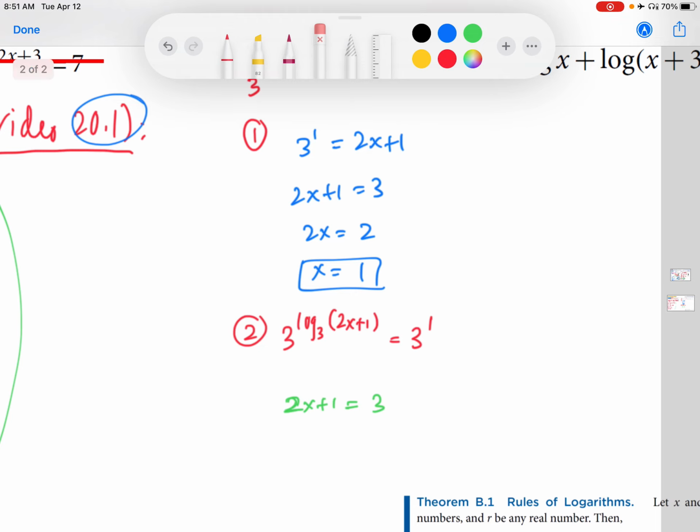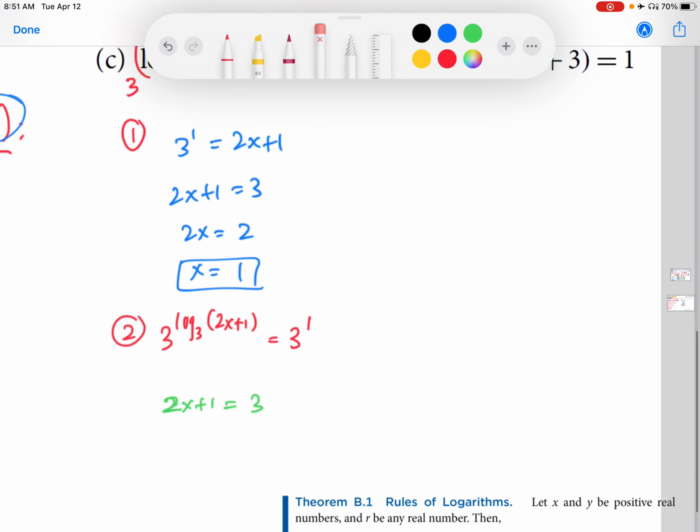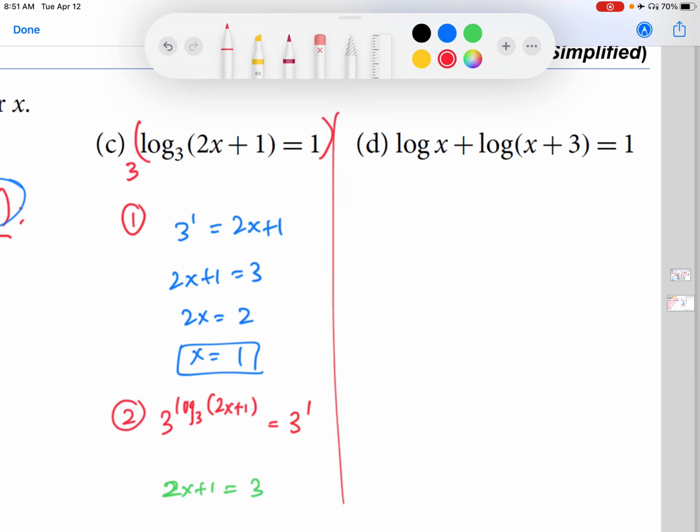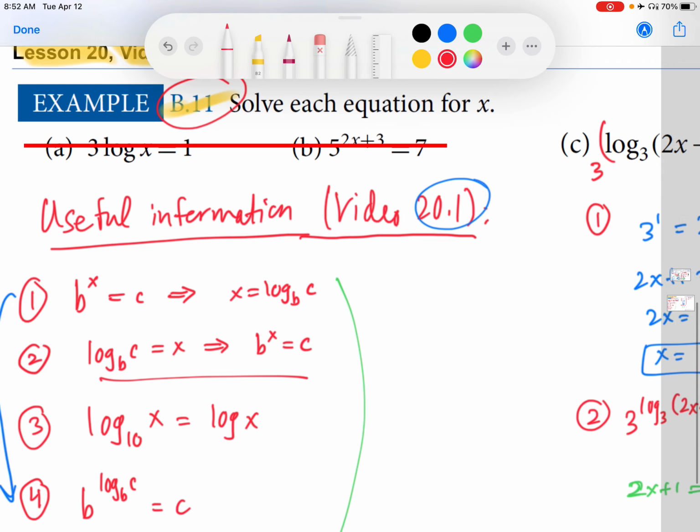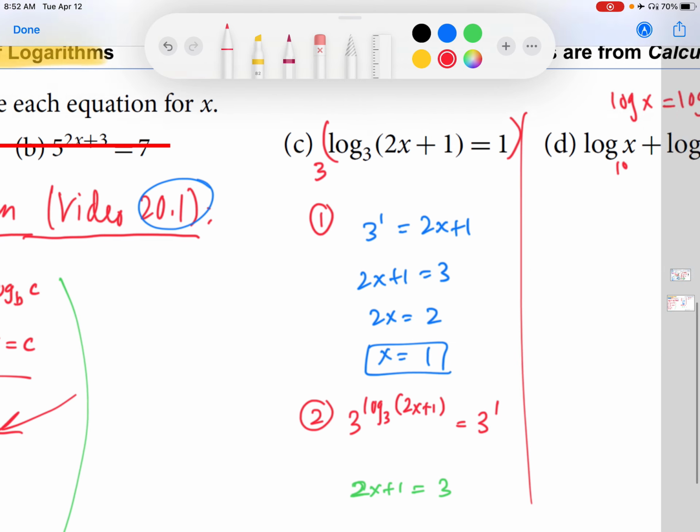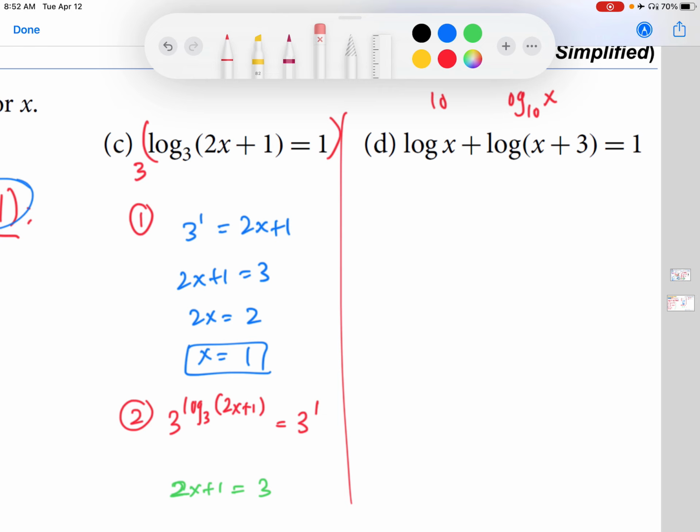Okay, so let's move on to the second example exercise here. So I'm going to draw a little line here, give some space. So D, log base 10. That's another thing to remember here: for log of x, the convention is that the base for the logarithm is 10. So I'll scroll to the left and just remind you that's one of the facts we talked about in video 20.1. So rewriting this exercise here: log base 10 of x plus log base 10 of x plus 3 equals 1.